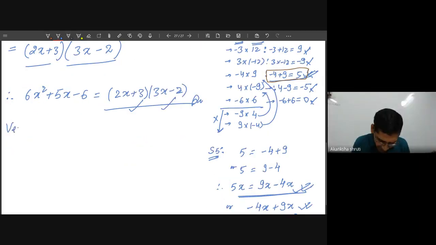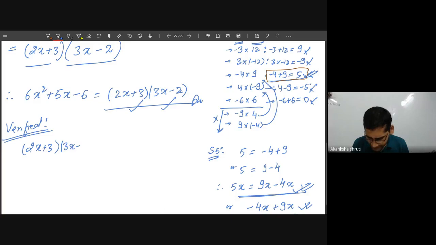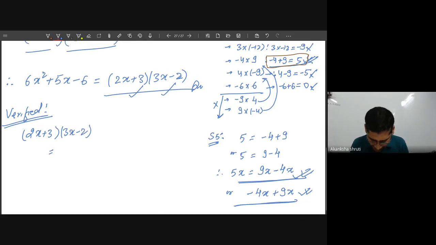Yes. Student, this thing can be verified, whether what we have obtained is correct or not. How to verify? Multiply the two factors, say 2x plus 3. This verification is not in the question, but you can check it. And the other factor is our 3x minus 2. If I multiply this, what will we get? 2x has to be multiplied with 3x minus 2, and plus 3 again has to be multiplied with 3x minus 2.